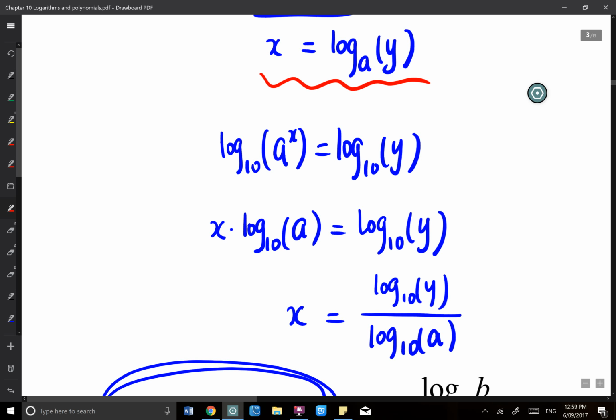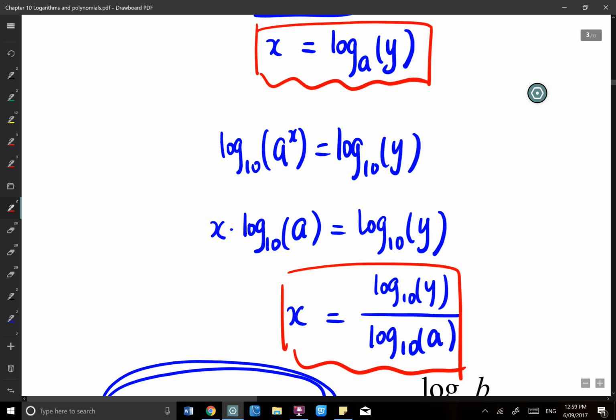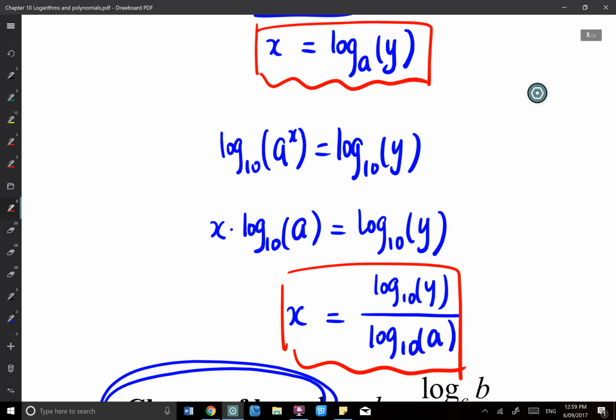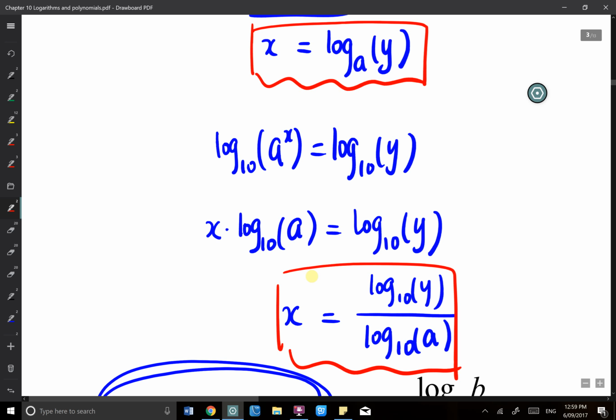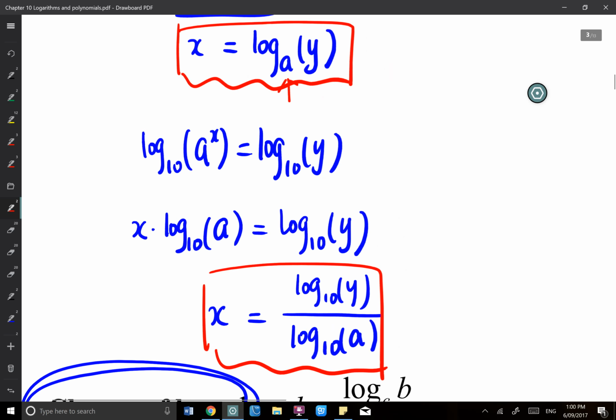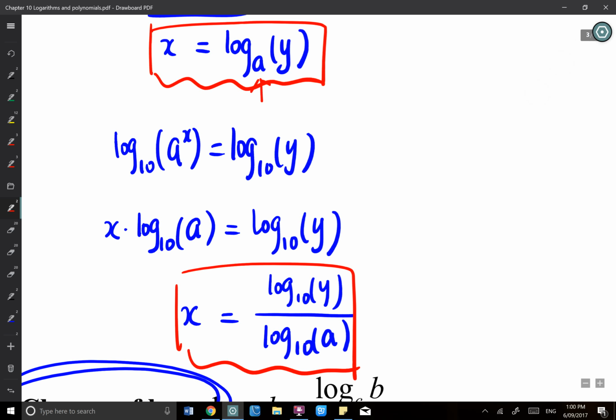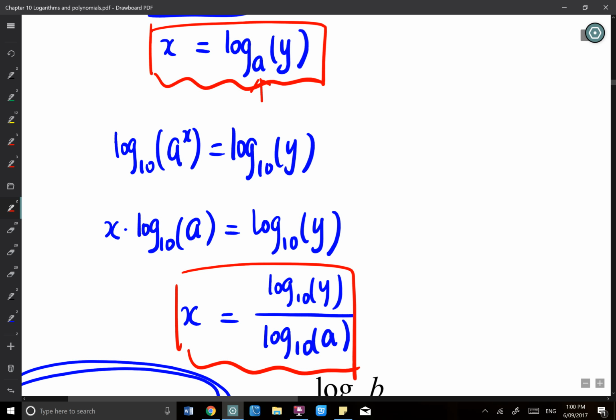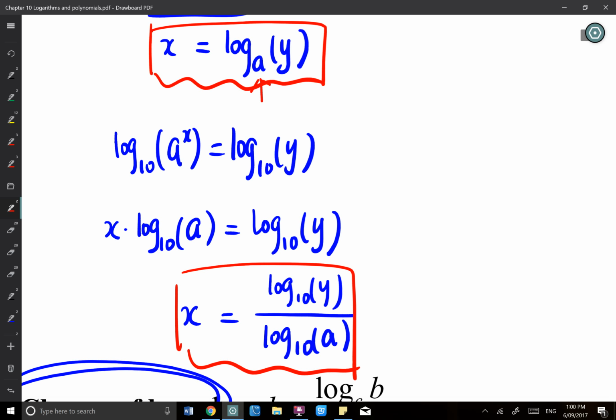Comparing the two answers, x is equivalent. So log base a of y equals log 10 y divided by log 10 a. That's the change of base formula. I have successfully changed base a into base 10 divided by base 10. I'm not restricted to changing the base into 10. I can actually change to any base I like.